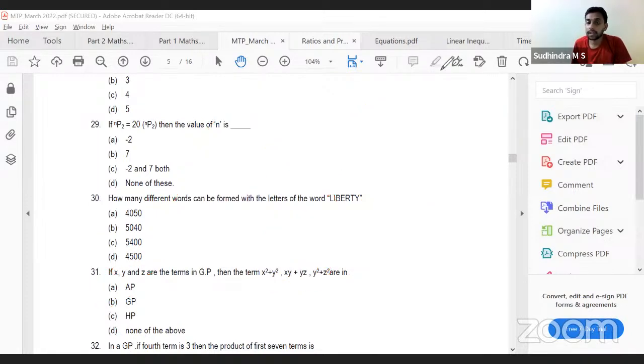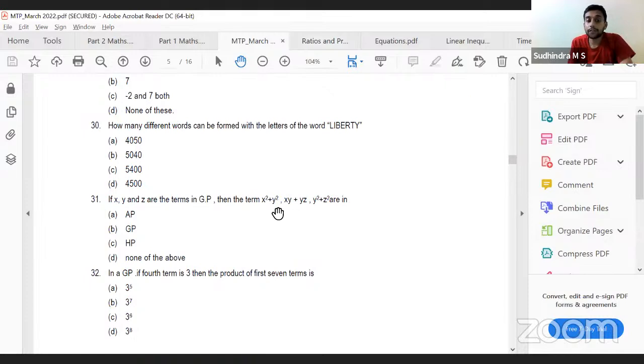It is in GP. Then, in a GP, if the fourth term is 3, find the product of the first 7 terms. Fourth term. So, what is the series of the GP? A, AR, AR square, AR cube, AR to the power of 4, AR to the power of 5, and AR to the power of 6. These are the first 7 terms. Out of that, the fourth term is 3. So AR cube is 3.